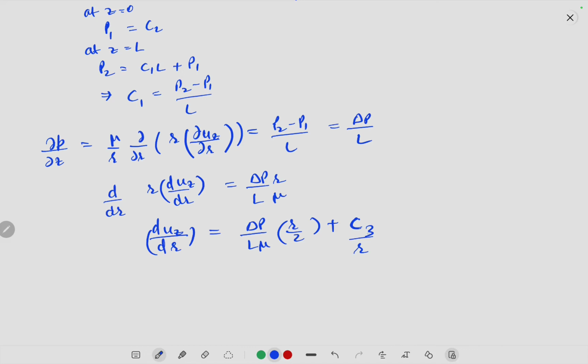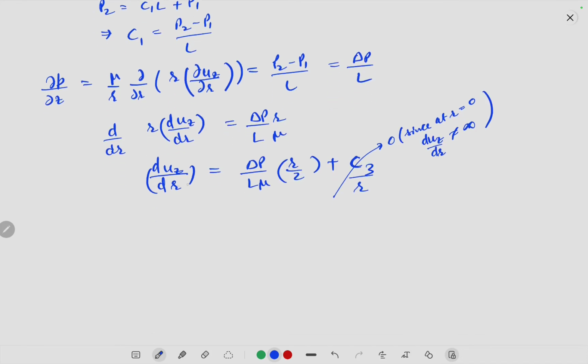So then what will be C3? C3 will be 0, since at r equal to 0, duz by dr is not infinity. Alright, so then again integrate this. You'll get uz equal to delta p by 2 mu L times r square by 2 plus some constant C4.